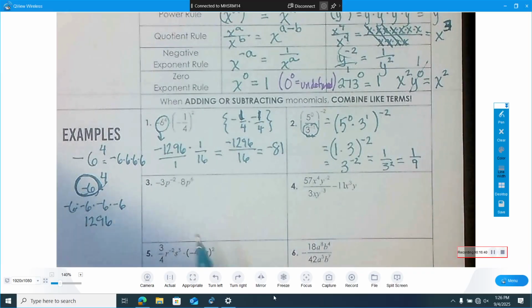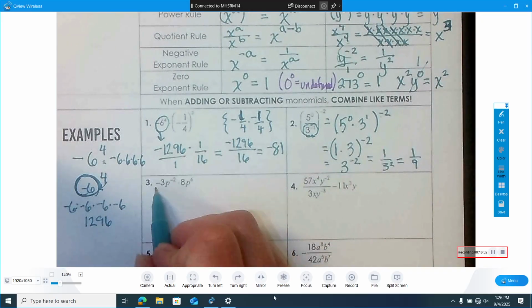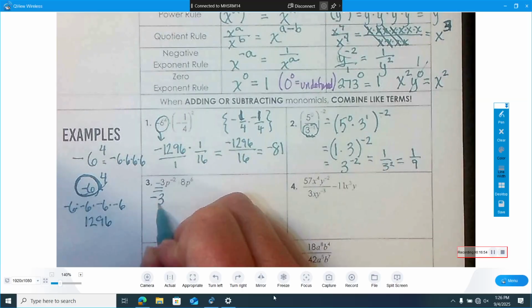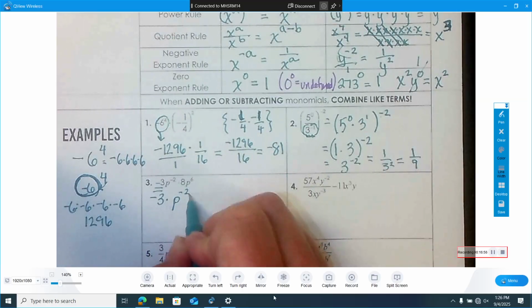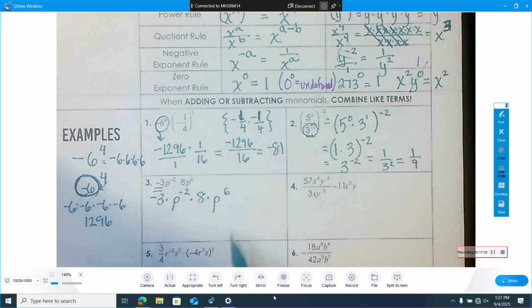Okay. Here we have numbers, and we have letters that are the same. They have the same base. So what I'm going to do is I'm going to go ahead. Everything here, I think this is important to talk about. Everything here is connected by multiplication. So I could really stretch it out.